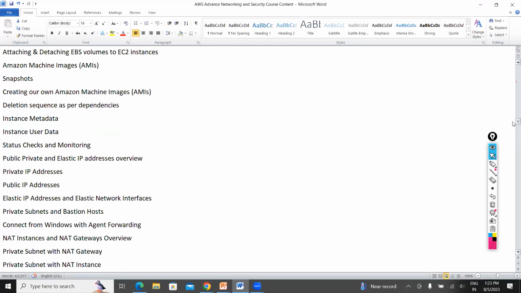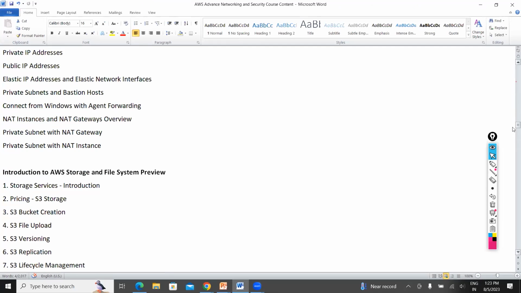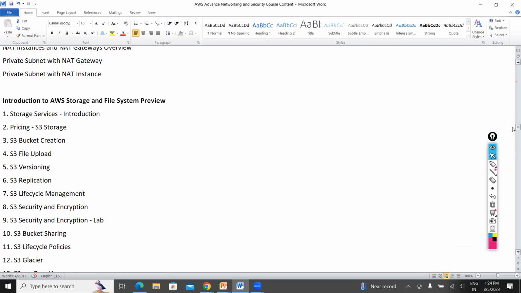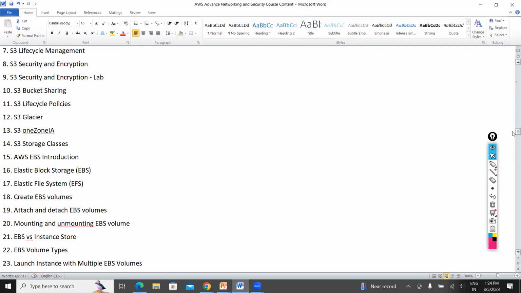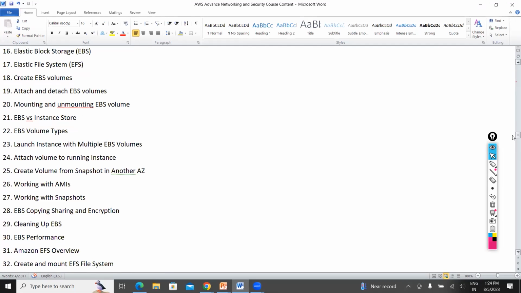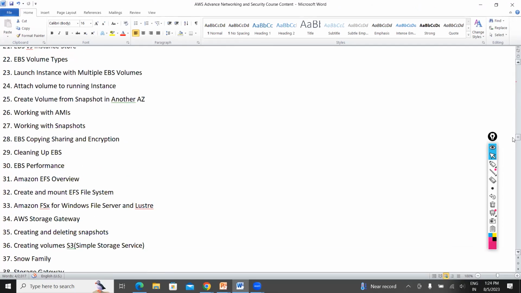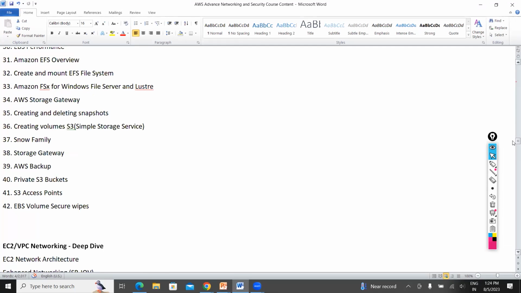This will all cover monitoring, private IPs, elastic IPs, then S3 storage, file uploads, versions, replication, lifecycle management, and buckets. Then EBS volumes, block volumes, how we can attach them, how we can manage the security of those storage systems, what policies need to be deployed, and how we can use them for backup purposes.